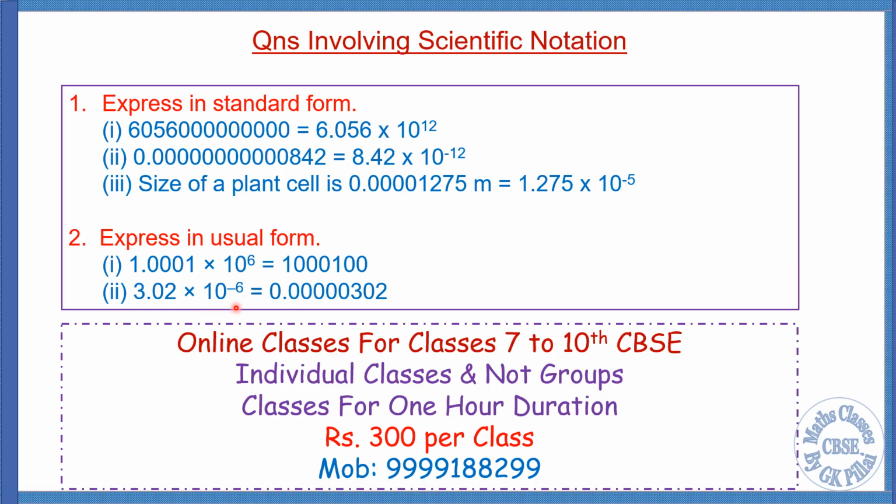3.02 into 10 to the power of minus 6. So once again what you do, here there is a 3, 0.5 zeros and you write 302. 1, 2, 3, 4, 5 and including this 3 it will be 6 digits. So you should be able to write in the usual form by practicing. In my next video, I will be giving enough number of sums for practice as far as the scientific notation is concerned.